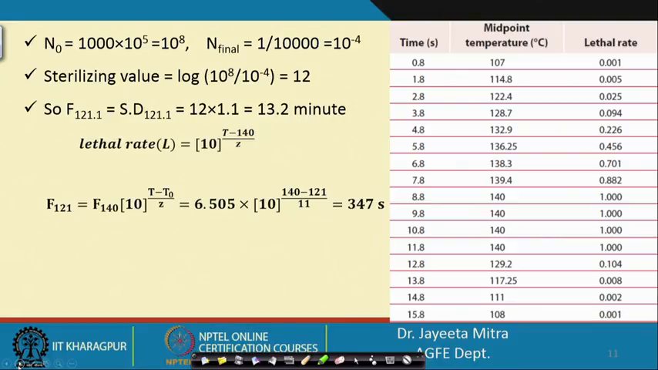Then we need to find the lethal rate, that is 10 to the power (T minus 140) by Z. Now, the maximum lethality that will be offered in the holding section is at 140 degree Celsius, and the Z value of 11 degree is already given. So, the lethal rate we need to find.